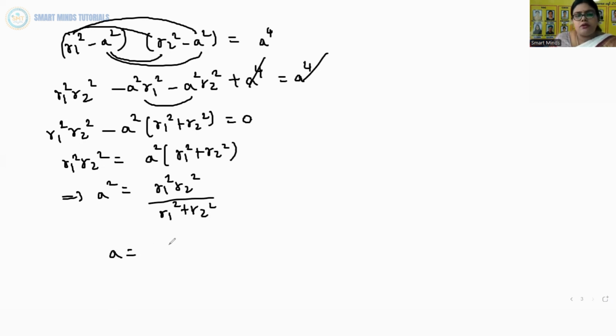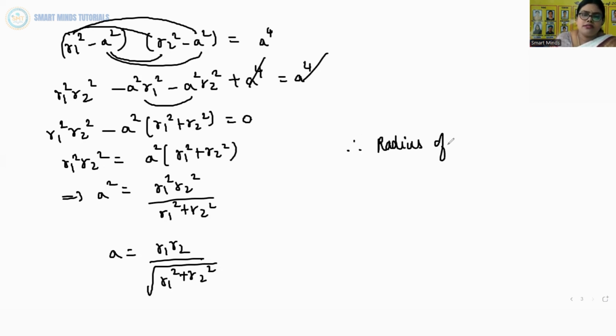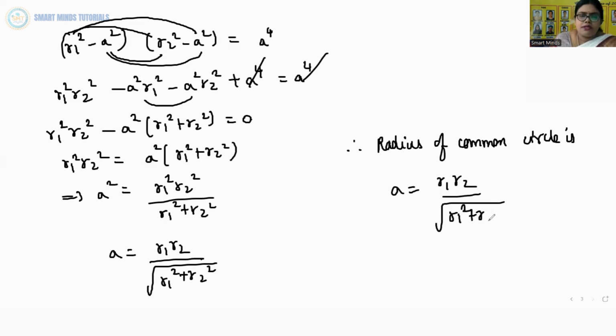So a is equal to, if I take square root, we get r1 r2 by root over r1 square plus r2 square. Therefore, radius of common circle is a equals r1 r2 by root over r1 square plus r2 square. Now let's take the next question. This question is also important.